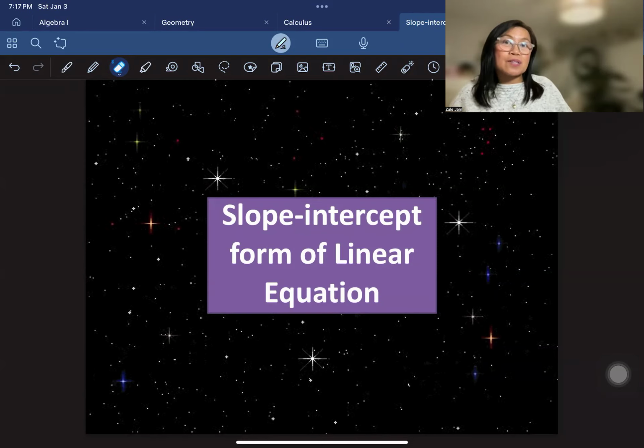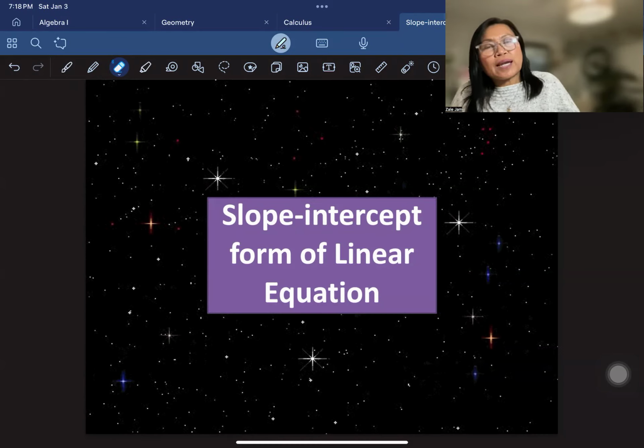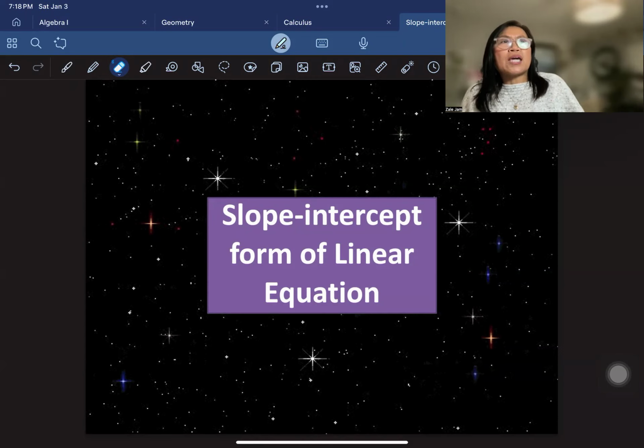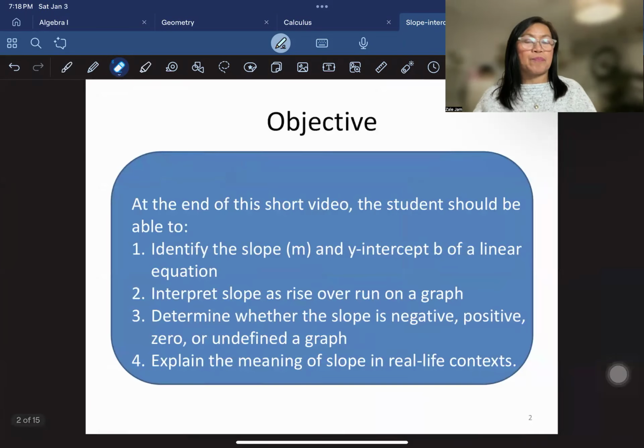Today, I'm going to discuss linear equations, but just a chunk of it, which is the slope-intercept form of a linear equation. These linear relationships are all around us, from how fast we travel to how much we save or how much we spend. And to describe this relationship, we use a special equation called the slope-intercept form.